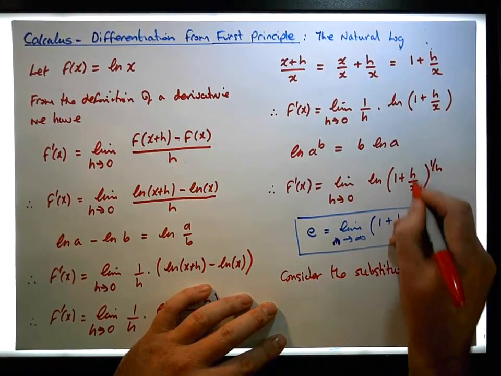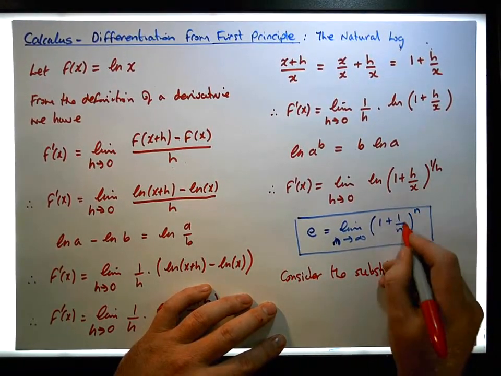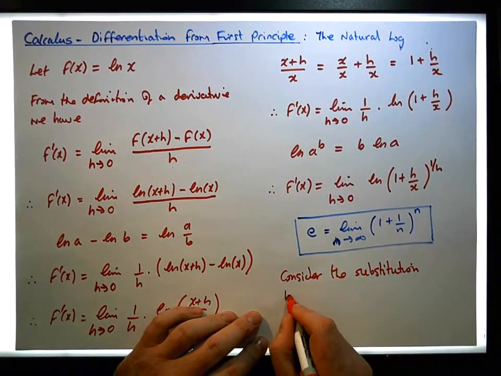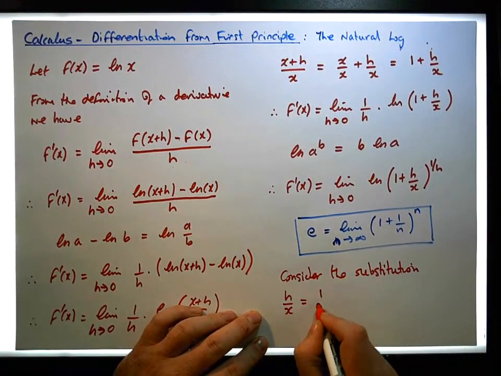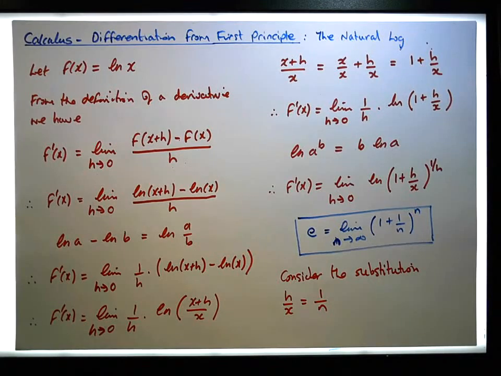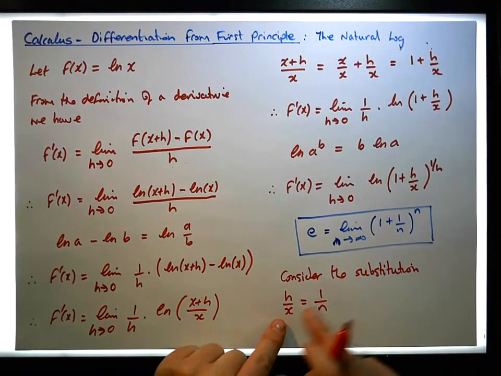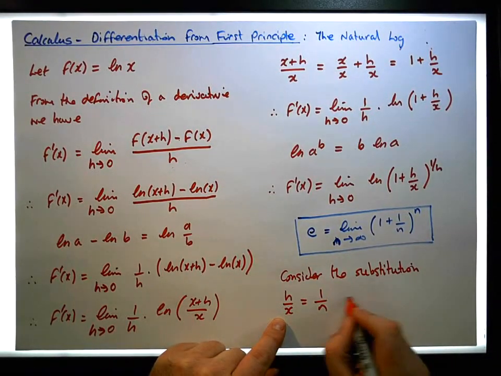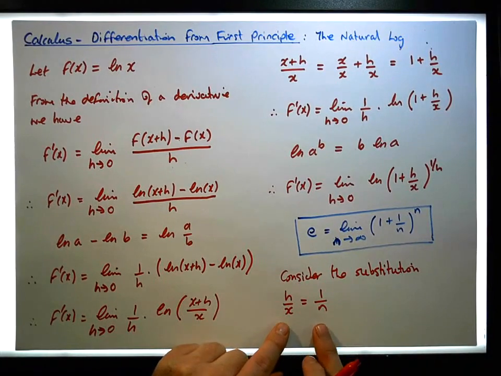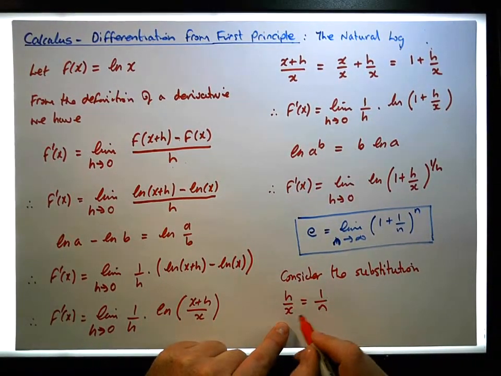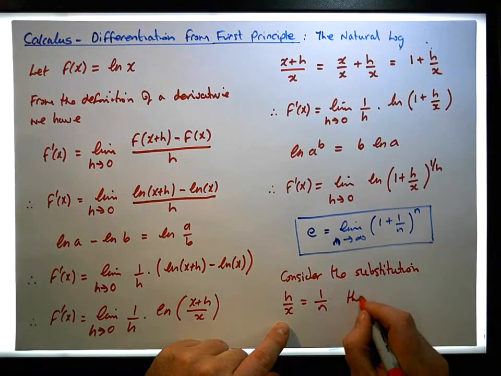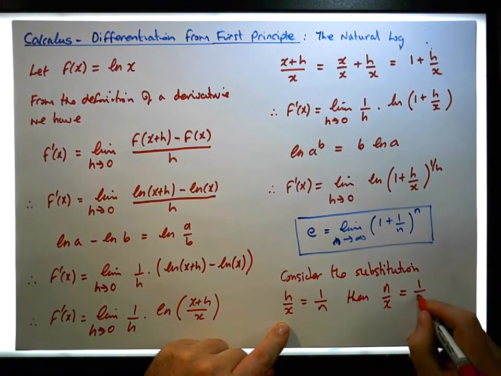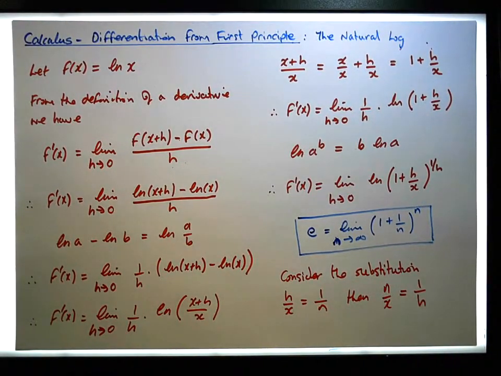We want h over x to be 1 over n, isn't that right? So h over x, I'm not really pulling out of the sky. I want h over x to be 1 over n. So let's do that substitution. So h over x equals 1 over n. That's important for us. So then we can substitute in here h over x or 1 over n, and also from here we have an important fact now. If h over x is equal to 1 over n, well then we must have that n over x must be equal to 1 over h, if that makes sense. That's important.